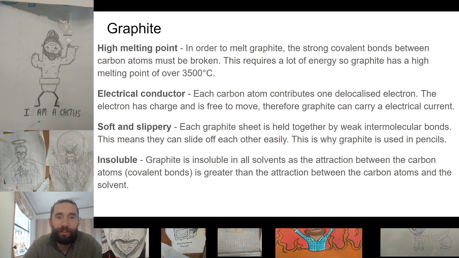Soft and slippery. Although the carbon atoms in the same layers are held together very strongly, in between layers, they're held together weakly so they can slide off each other. And it's insoluble, doesn't dissolve in water. That's because the carbon atoms are more attracted to each other than they are to the water.